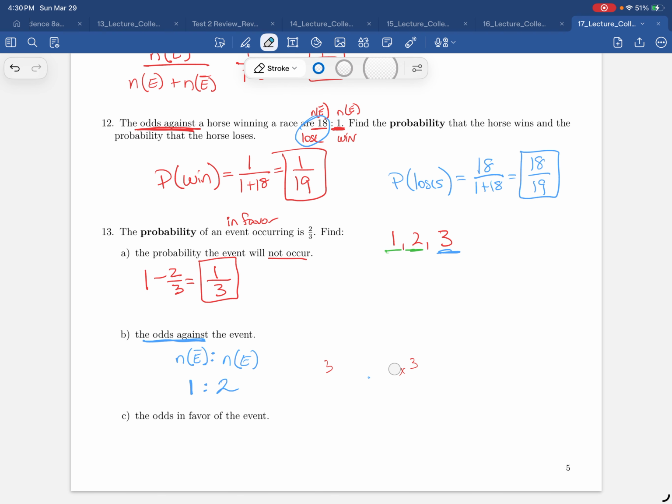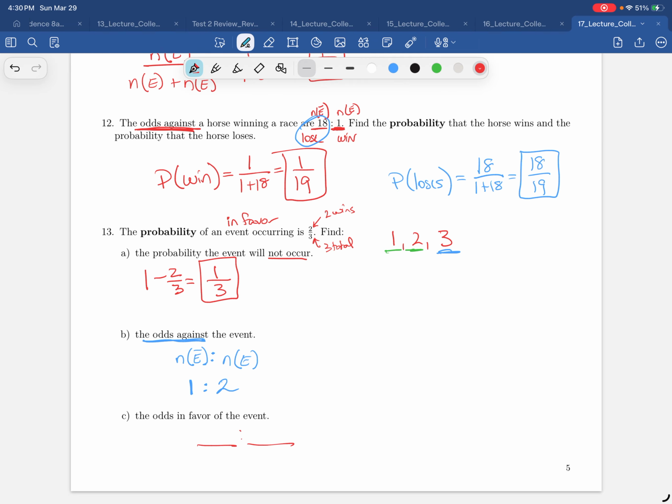Last one, the odds in favor of the event happening. Well, if the probability of the event is 2/3, right? This means like 2 wins out of 3 total. The odds in favor of the event, you can also think of this as like wins to the number of times you lose. Well, if there's 2 out of every 3 that are wins, then there's 1 that is not a win. There we go. That's it, 2 to 1.